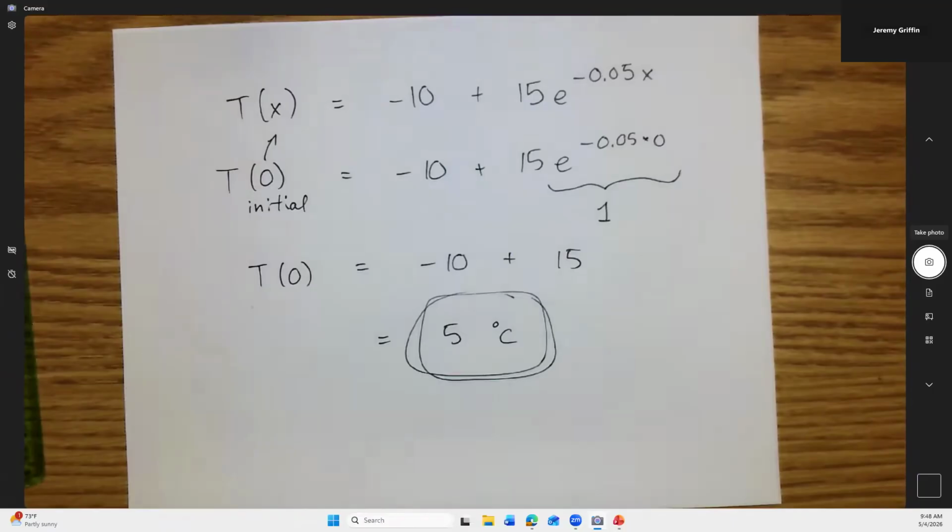So if you see the word initial, that means 0 time has passed. You plug in 0 for the amount of time, which in this case is x. Anything to the power 0 is 1. So e to the power 0 is 1, so that just turns into that. All right, you guys got that in your notes?